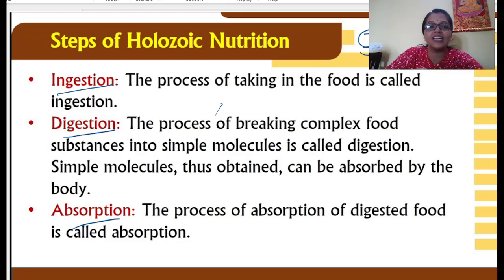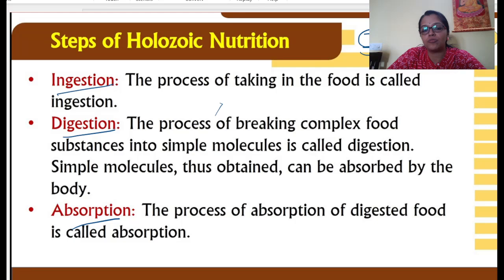The second one is digestion. Digestion means breaking down the food into very, very small substances. We cannot take it in as a whole, right? We need to break it down, and only then can it be absorbed by the body. That process is called digestion. Everything has to be digested properly. Carbohydrate is converted into glucose. So every nutrient has its simple form.